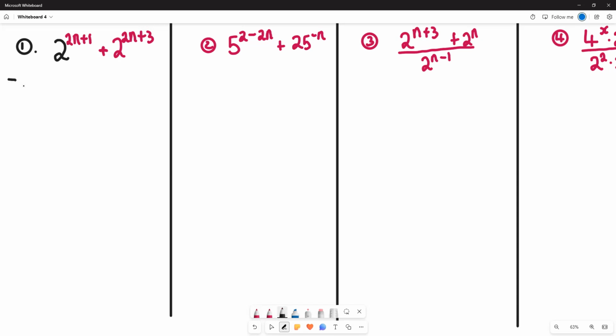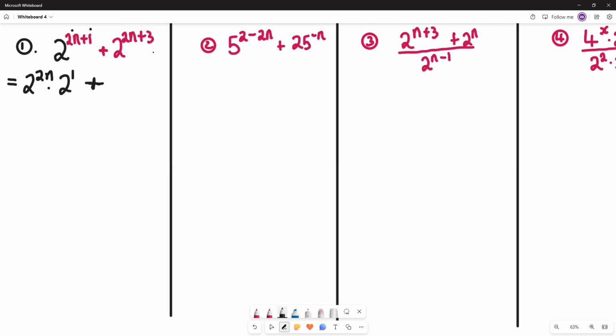The first one, you can see that I have a plus here. When I have a plus, I know that I need to factorize. Before I factorize, this is what I'm going to do. I'm going to split them. 2 to the power 2n dot 2 to the power 1. Do you see it? I split 2n and 1 to the same base. Perfect. And then I'm going to put my plus sign there.